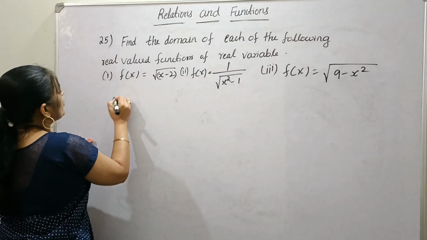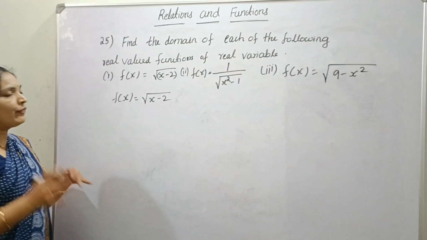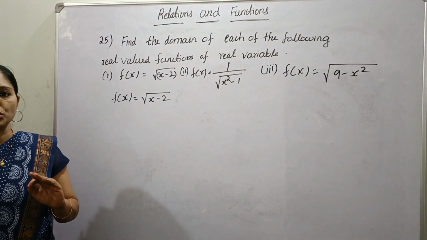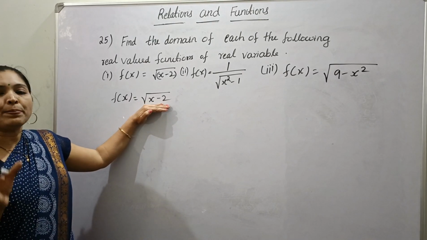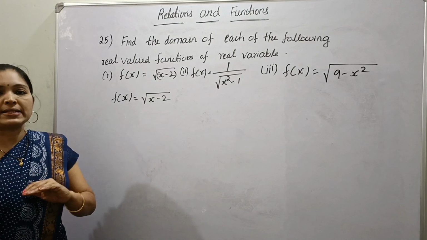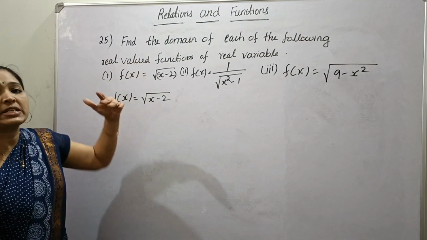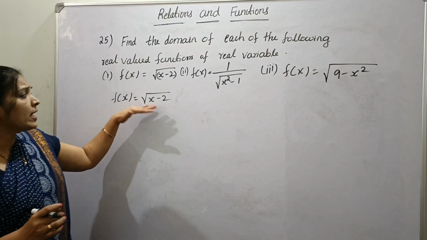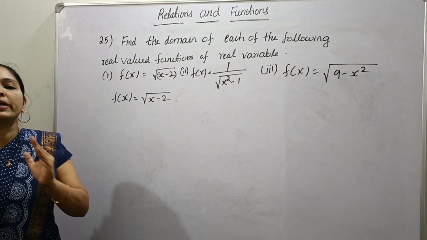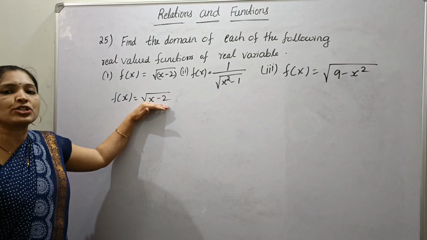The first function, given function is f of x is equal to square root of x minus 2. And we know that square root of any real number is defined only if the number inside is positive, right? So the number inside the square root must be greater than or equal to 0. If it is less than 0, it will be an imaginary number, so it will not be defined because our function is a real valued function. So we can say that f of x is defined only for x minus 2 greater than or equal to 0.